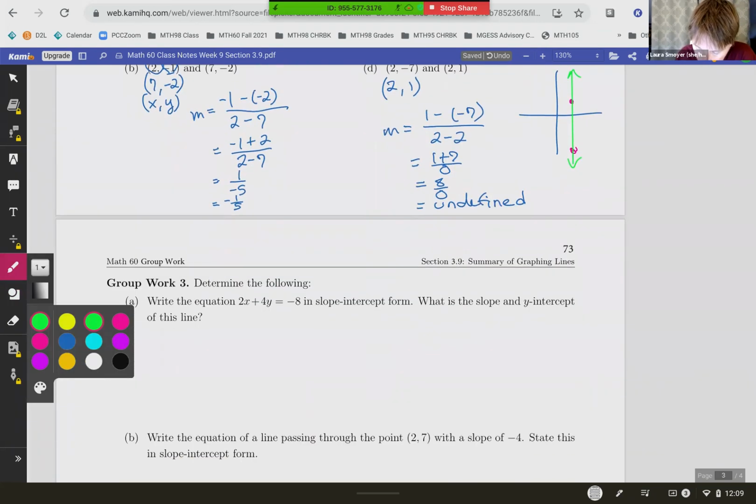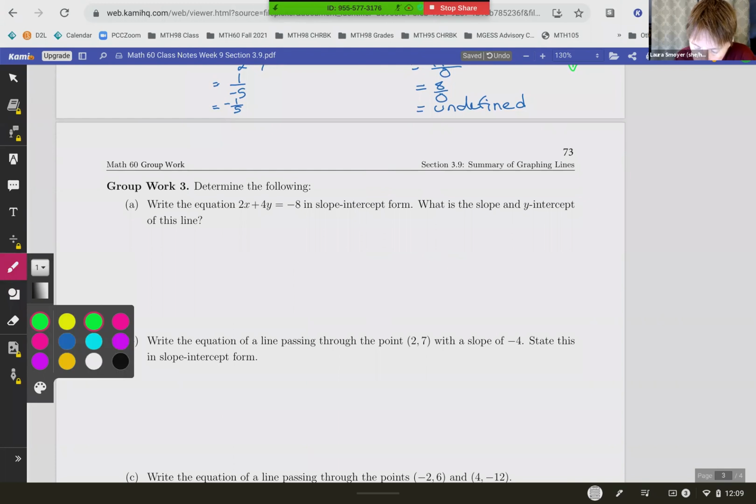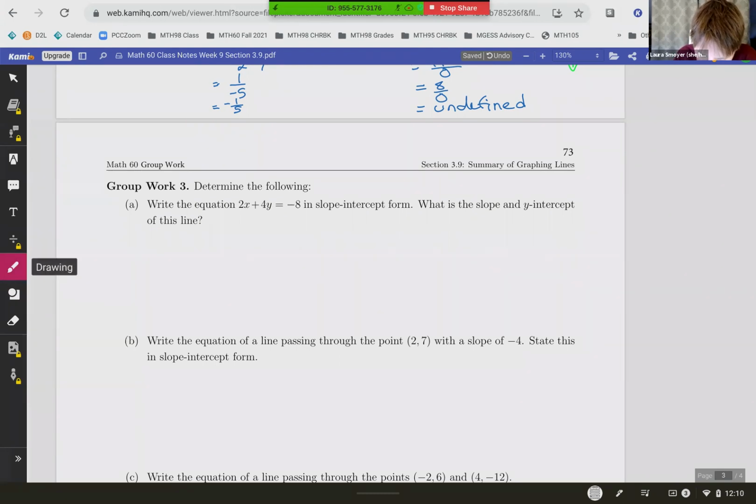Alrighty. Moving on to page 73, group work 3. I am now being asked to write the equation 2x plus 4y equals -8 in slope-intercept form, and then state the slope and the y-intercept. So this is similar to what we practiced at the end of chapter 2, where we're solving an equation for a different variable. When we want to change it into slope-intercept form, that is another way of saying we need to solve for y.